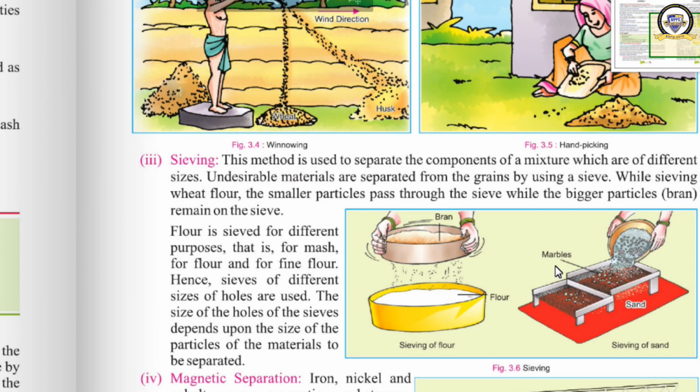In the sand, large particles are there, right? So, to hold those marble particles, the sieve should be modified. When we pour the sand on this sieve, marbles are left on the sieve and the sand falls down, right?